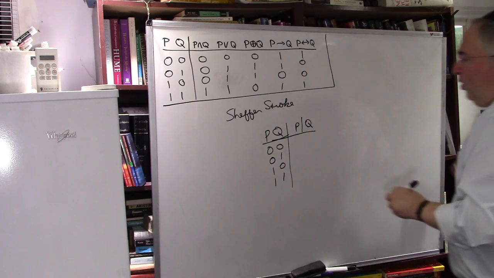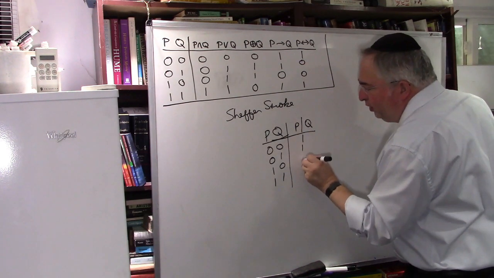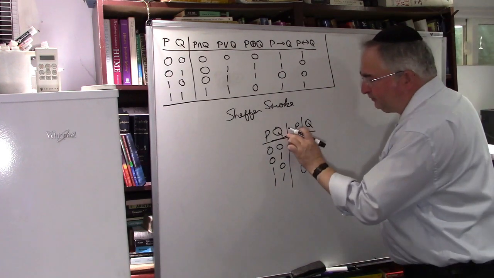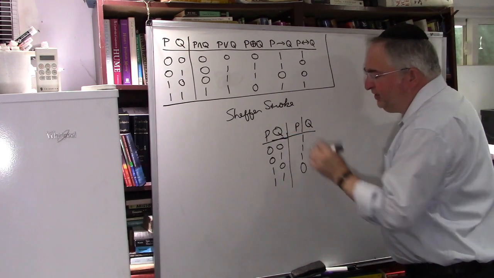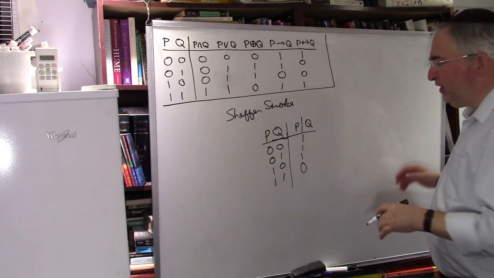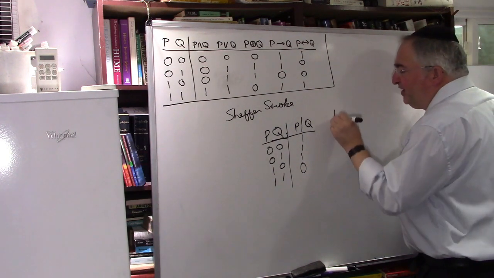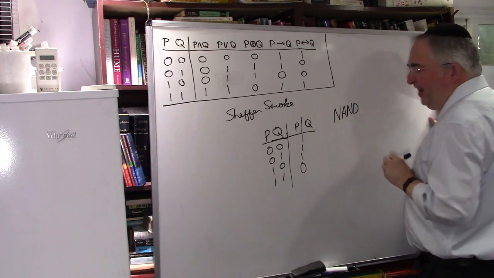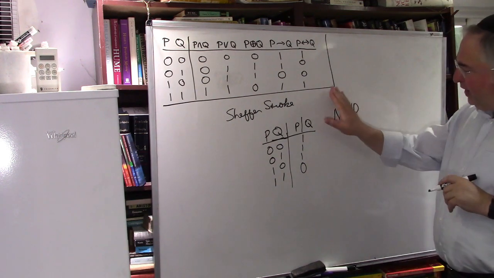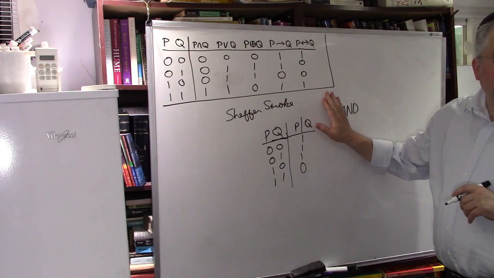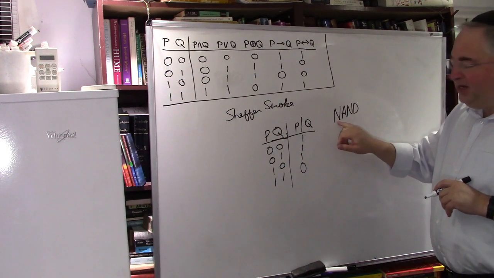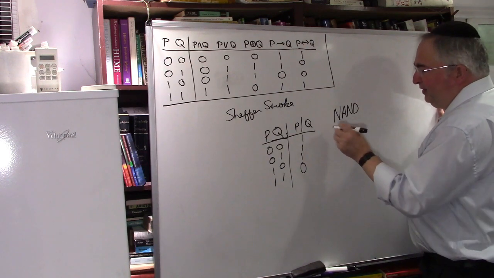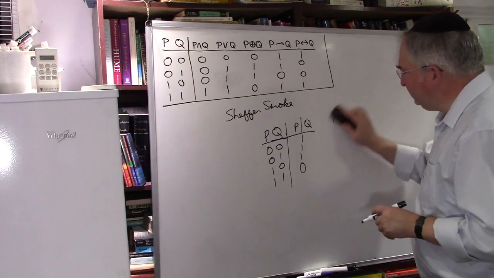This is 1, 1, 1, 0. Now you're going to see this later on, when you take an architecture class. This is also called the NAND gate. What's NAND? This is not and. So this is basically the same thing as this.